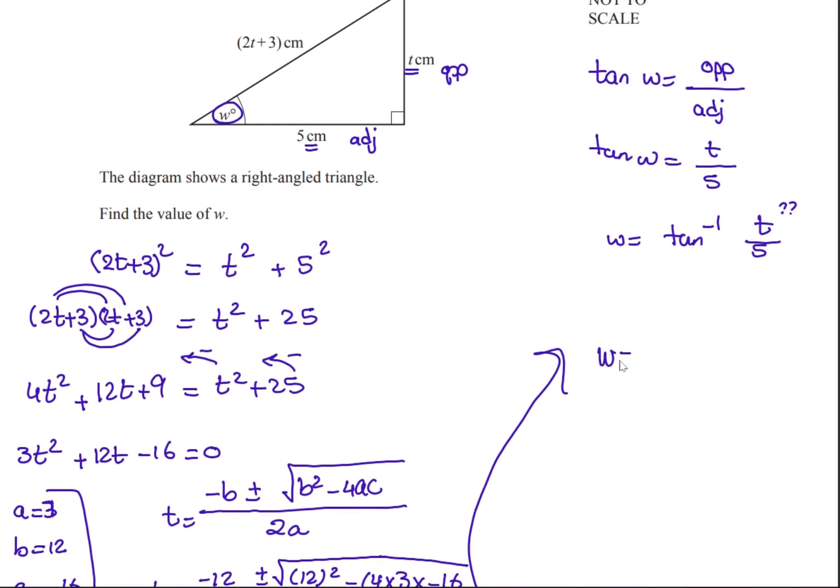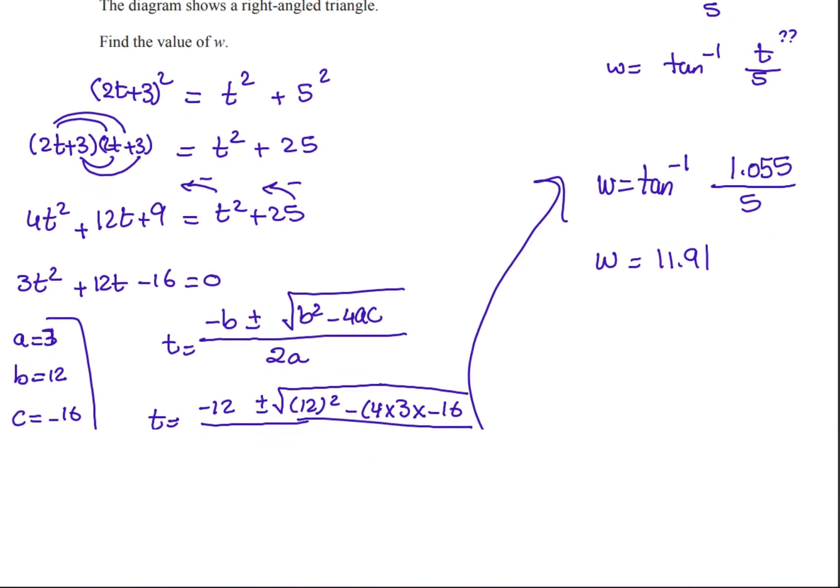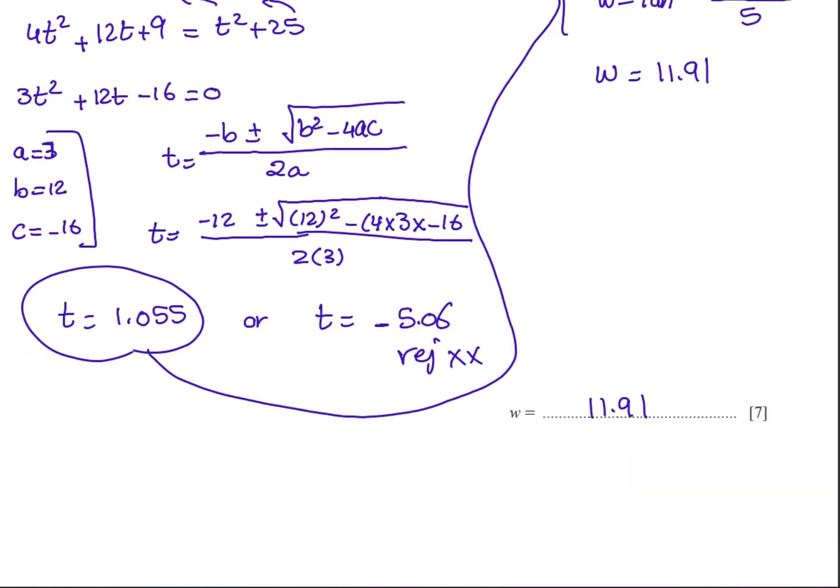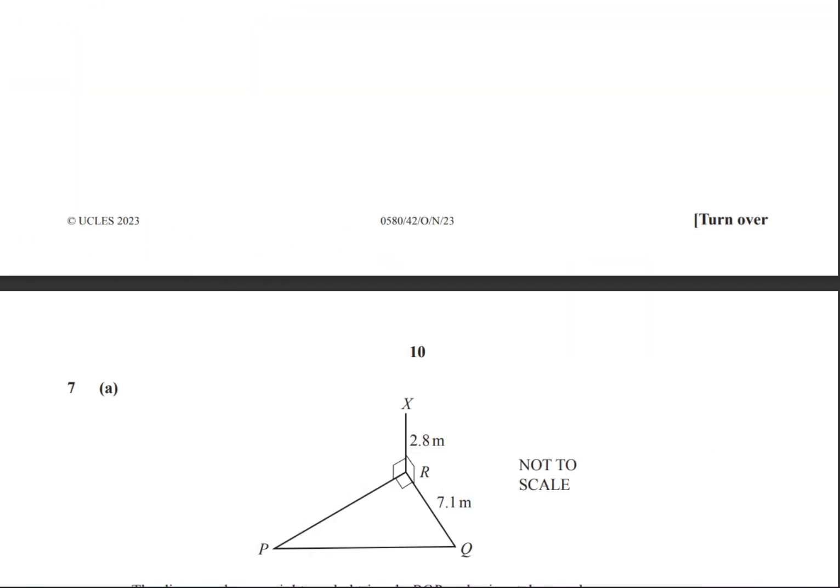So W will be equal tan inverse t, which is 1.055 over 5, and then calculate it with the calculator. So W will be equal 11.91. Okay, go to the next question.